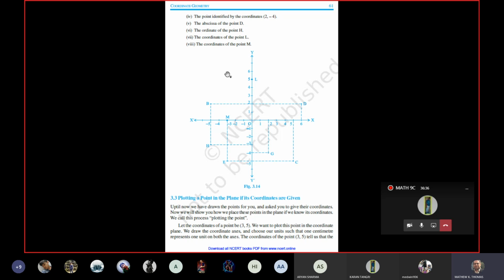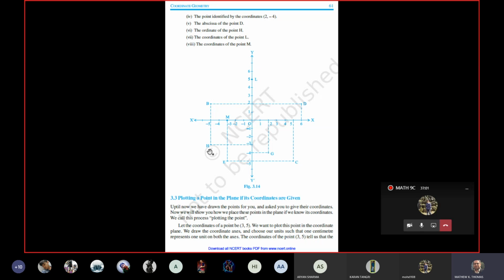Next, the ordinate of H. Now where is H? Here. Ordinate means the y coordinate, not the x. So what is that? Minus 3. The x value is abscissa, but they are not asking for the abscissa. They are asking for the ordinate, which is the y coordinate. That is minus 3.